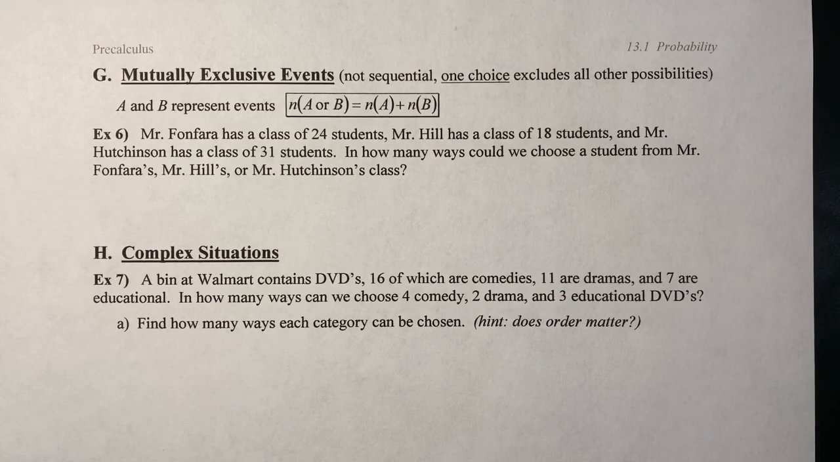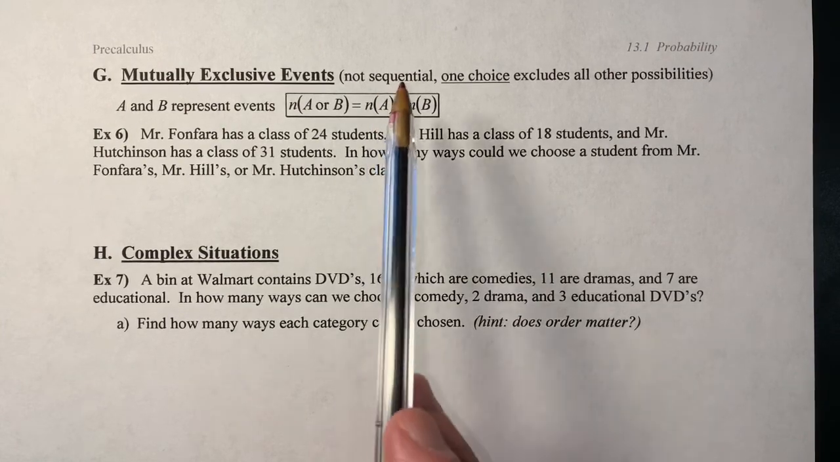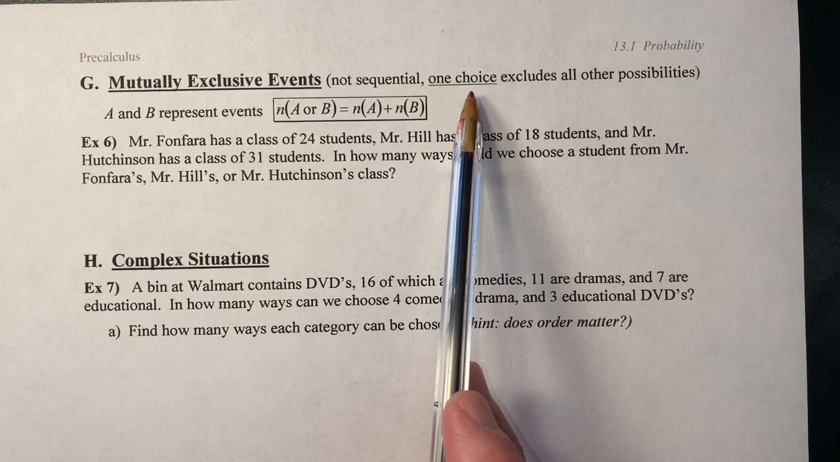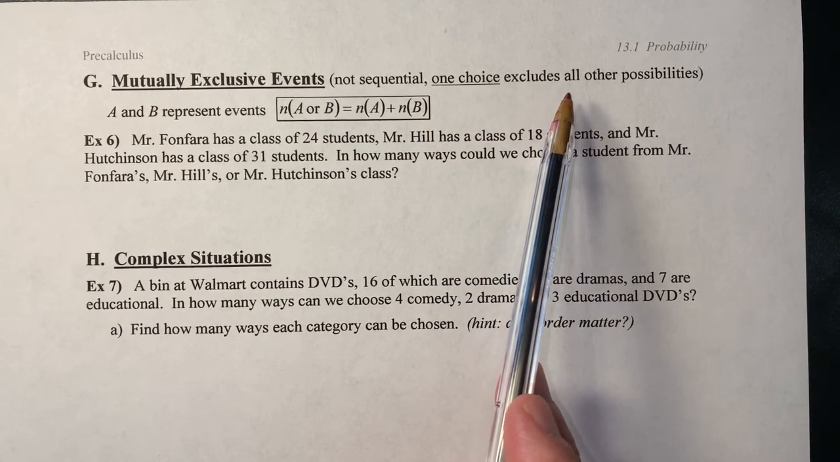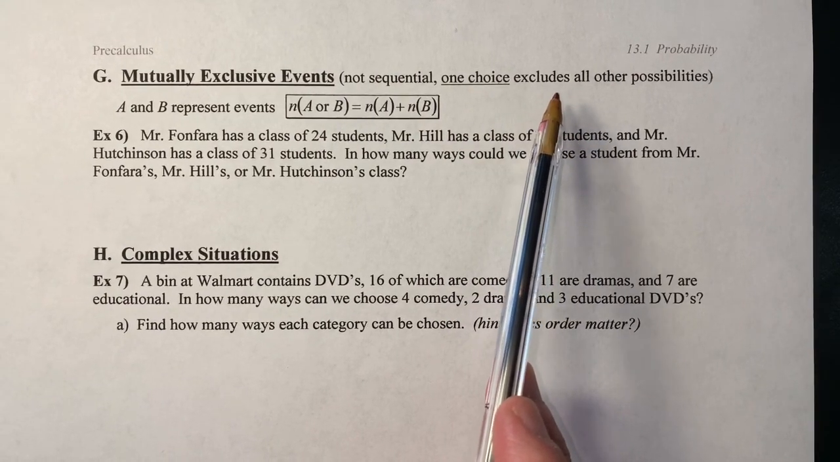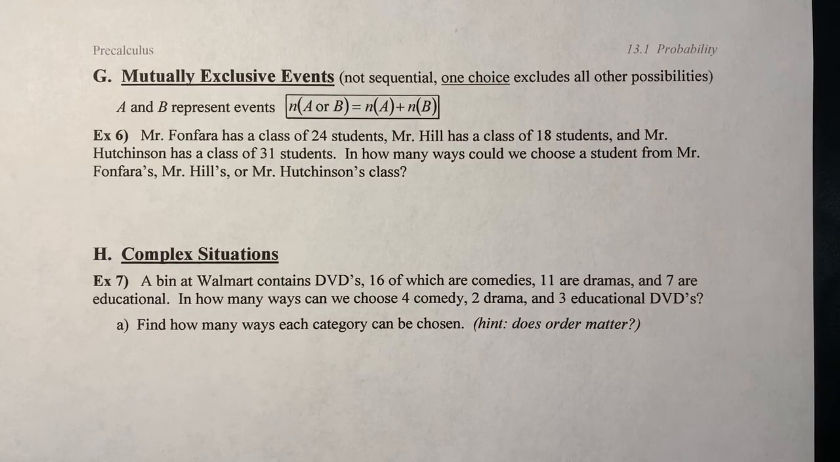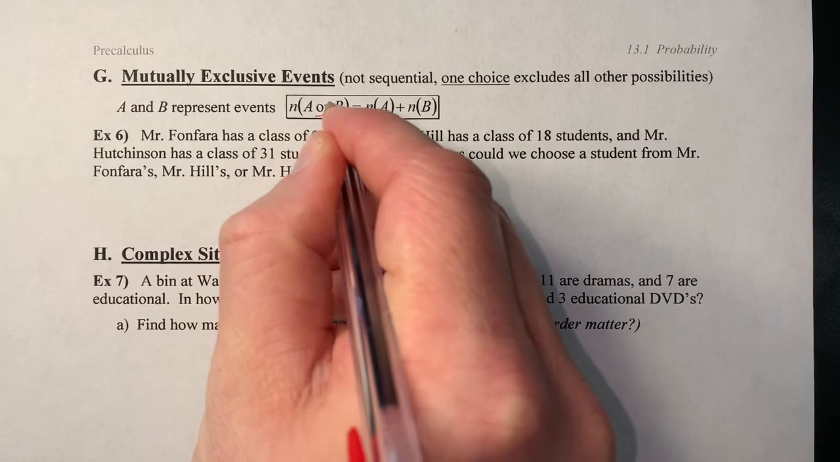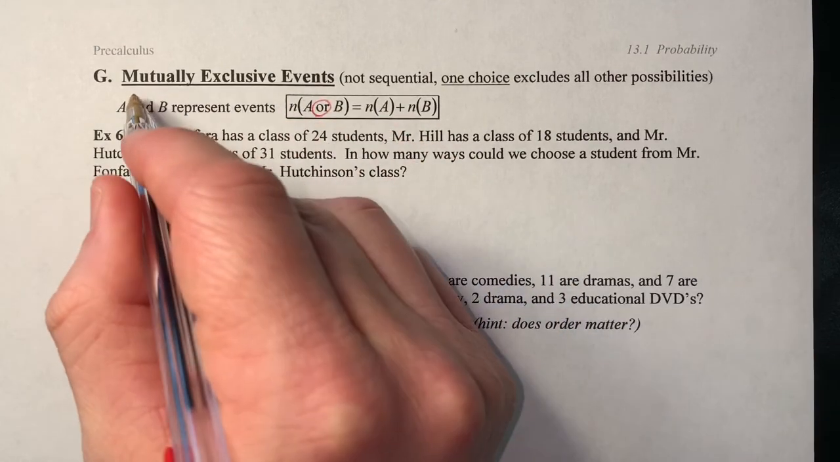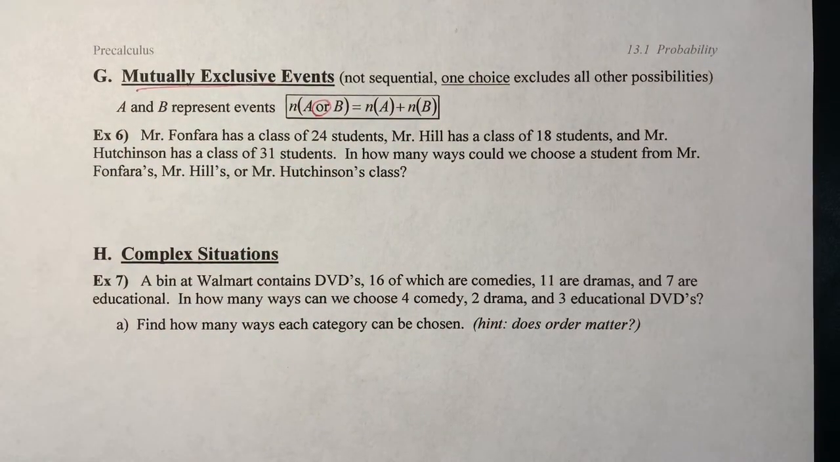Hey guys, we are going to continue talking about the number of ways an event can happen, and we'll start today with mutually exclusive events. Mutually exclusive, there's no order, and once you make a choice, all other possibilities are now excluded. So mutually exclusive means one or the other, not both. When you see this word "or," that's a key word that tells you it's mutually exclusive.